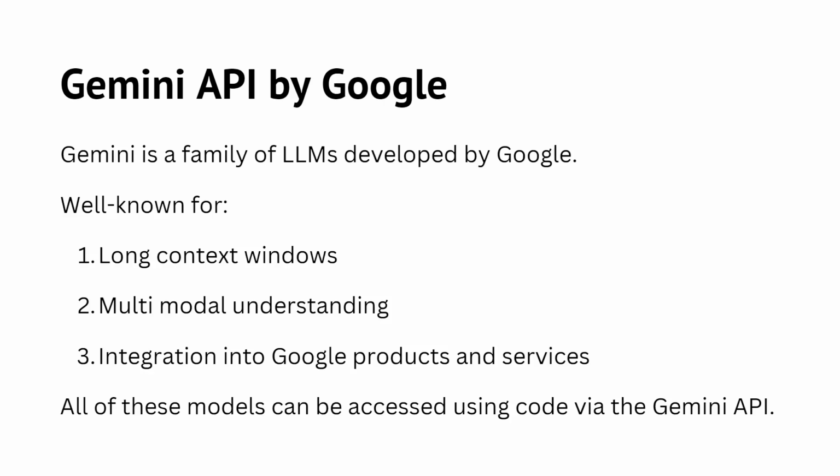What is the Gemini API? Gemini has an API like this. If you think about this after reading the two words Gemini API, yes, you are right. So what do we actually mean by Gemini? Gemini is a family of large language models developed by Google. Gemini is well known for its long context window. That means it can take a large amount of text as input.